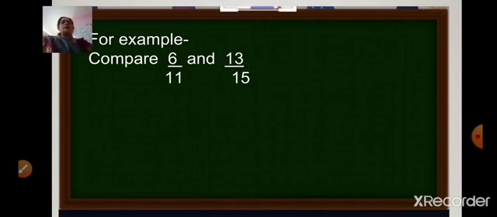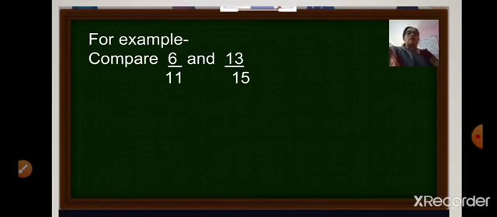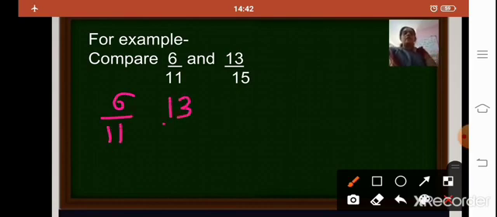Now let us start with an example. Here you have to compare 6 upon 11 and 13 upon 15. So according to the cross multiplication method, what is the first step? The first step is to write the fractions side by side. So first you will write the fraction here, that is 6 upon 11 and then 13 upon 15. Now what is the second step?